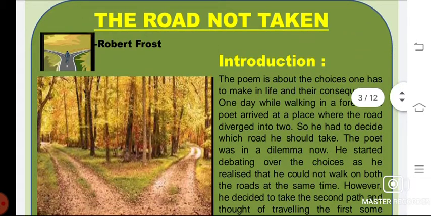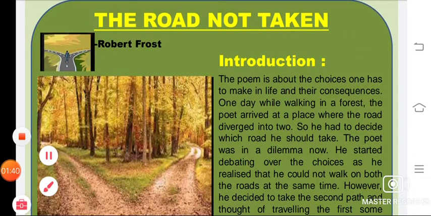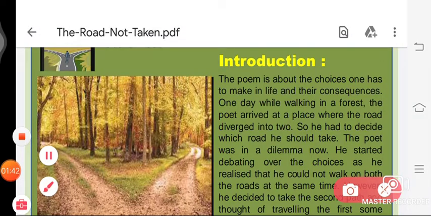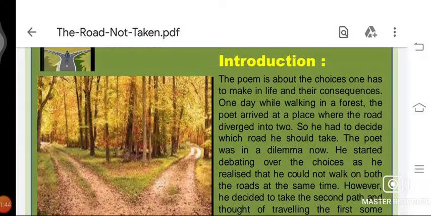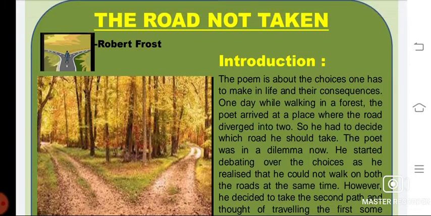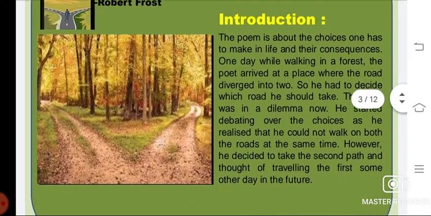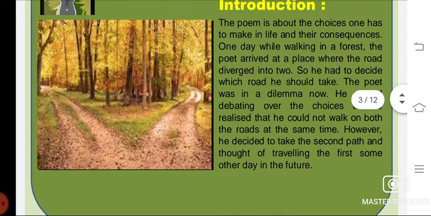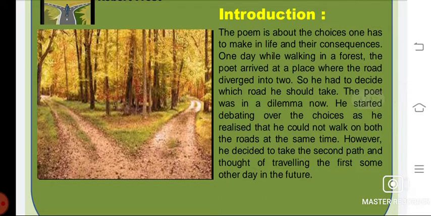So, The Road Not Taken. Introduction of the poem. The poem is about the choices one has to make in life and their consequences. Basically, in this poem, we talk about the choices which come in our life.